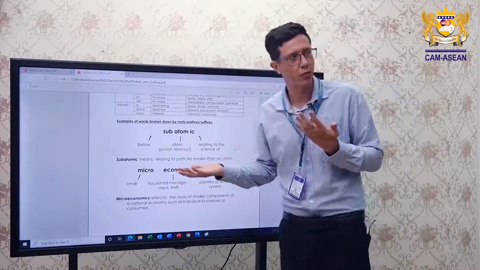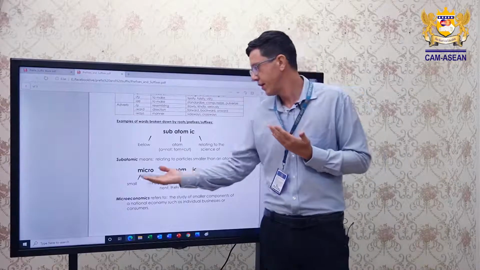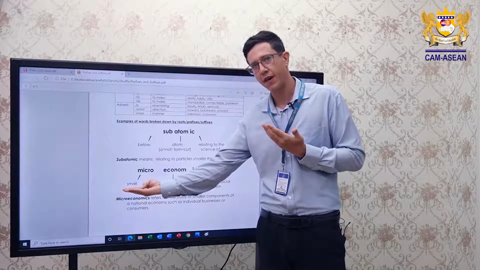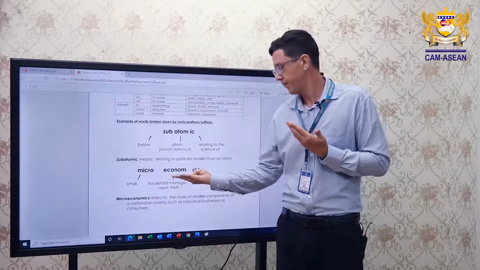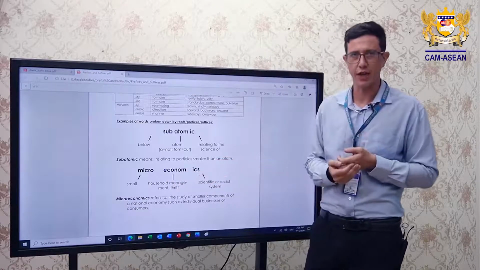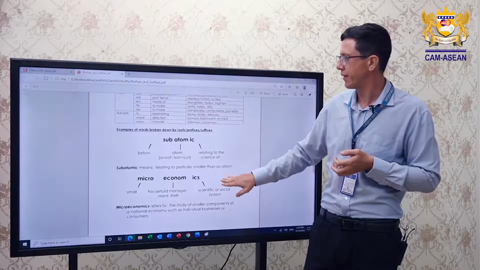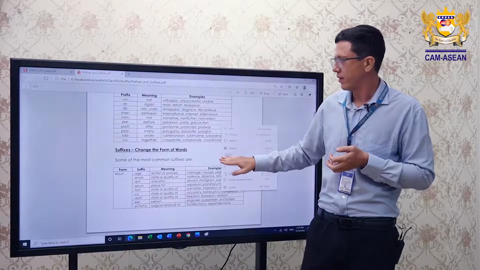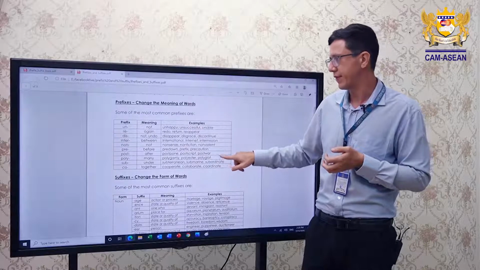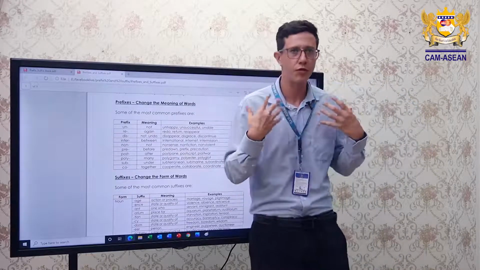So, how we build words. We have a prefix to modify meaning, the main word, and then suffixes change form. But we'll talk about suffixes in a bit. So, prefixes. Now, you learn them as you go.